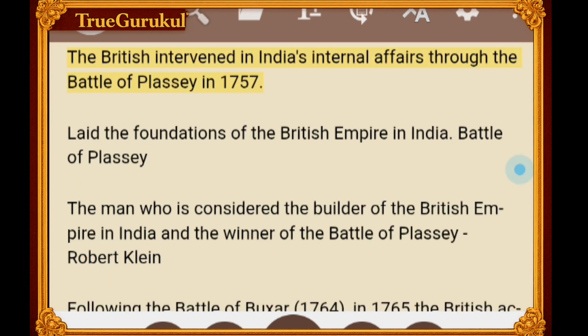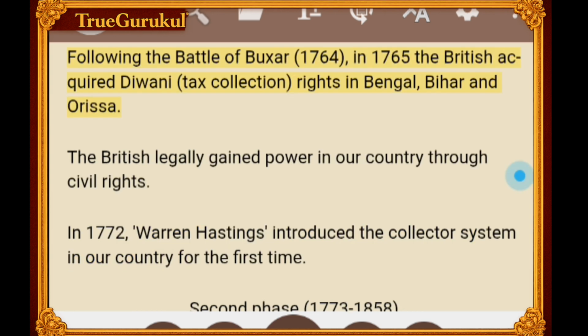The British intervened in India's internal affairs through the Battle of Plassey in 1757, which laid the foundations of the British Empire in India. Robert Clive, the winner of the Battle of Plassey, was considered the builder of the British Empire in India. Following the Battle of Buxar in 1764, in 1765 the British acquired Diwani, the tax collection rights, in Bengal, Bihar and Orissa.